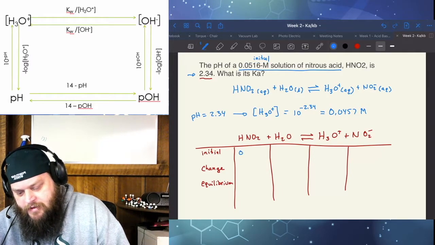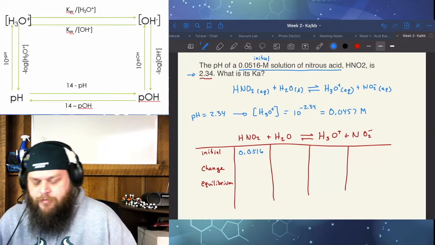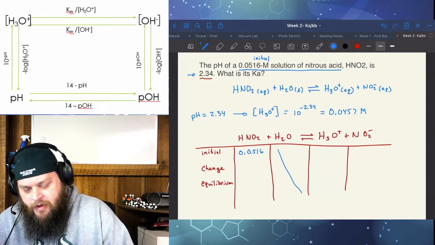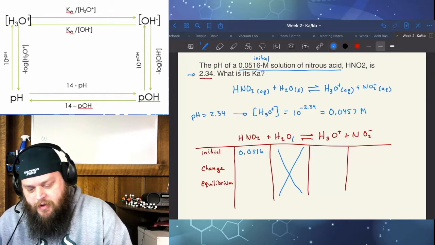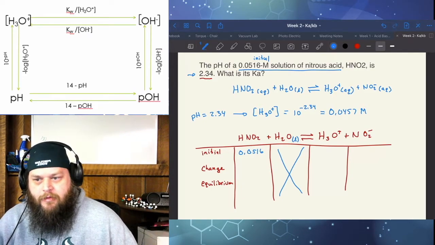So I can say that's 0.0516. These are all in molarity. Water we don't care about. This whole column, since it's a liquid, it's our solvent. We're not going to have that as part of the ice table.